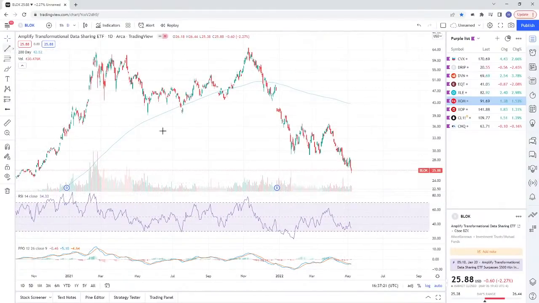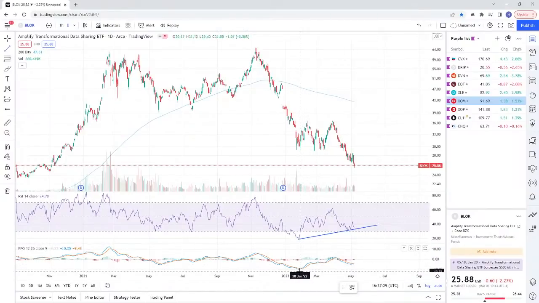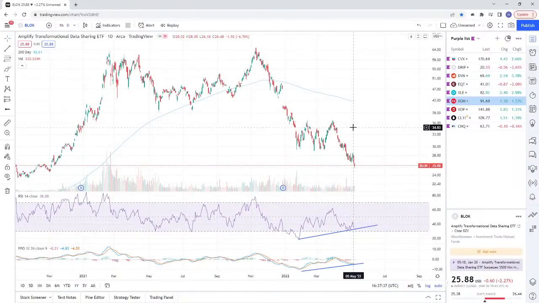Bullish divergence. Not confirmed. Let me move my little line thing here. All right, so there it is. Oh, look, let's look at this PPO here. Yeah, not confirmed, pointed down still, so we'll see.